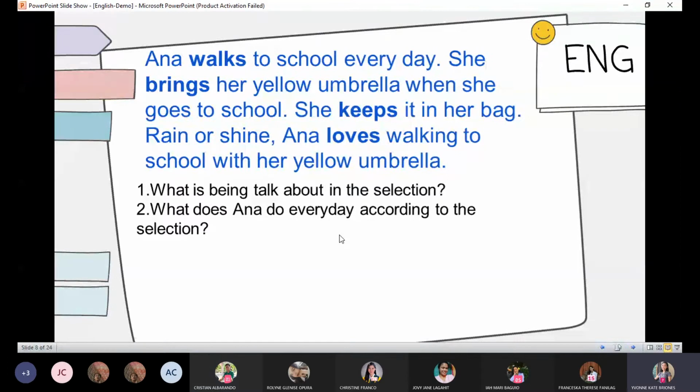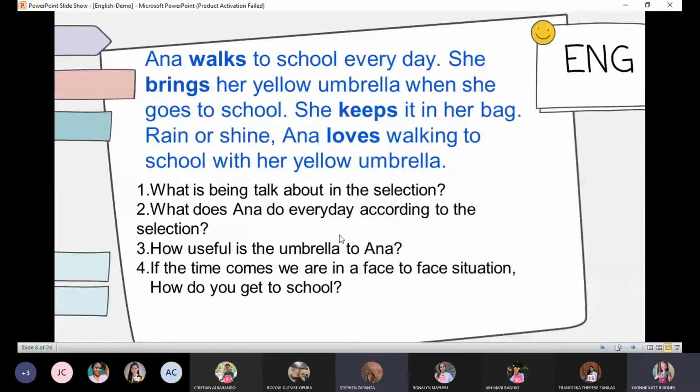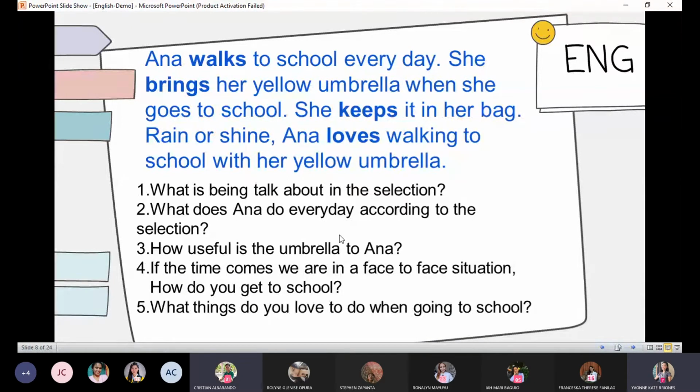And let's proceed to the next question. How useful is the umbrella to Anna? It protects her from the rain, teacher. Very good, Ronaline. And the next question is, if the time comes you are in a face-to-face situation, how do you get to school? Me, teacher, by walking. Very good, Stefan. What else? Riding a jeep, teacher. Yes, very good, Ronaline and Christian. So the last question is, what things do you love to do when going to school? Hang out with my friends. Yes, very good, Christian.